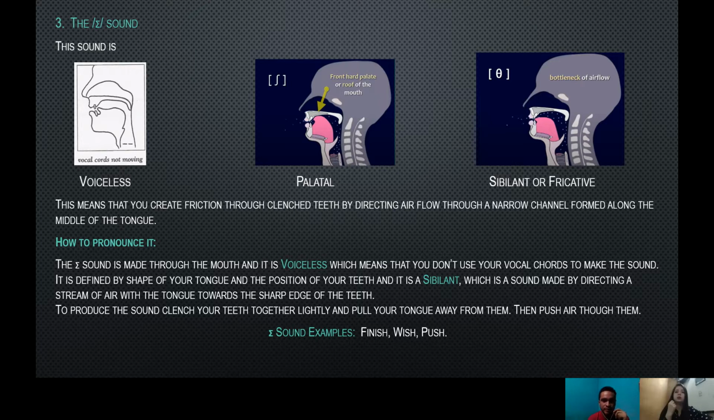It is defined by the shape of your tongue and the position of your teeth, and it is a sibilant, which is a sound made by directing a stream of air with the tongue towards the sharp edge of the teeth. To produce the sound, clench your teeth together lightly and pull your tongue away from them. Then push air through them. For example, sh, sh. Okay, some examples are finish, wish, push.